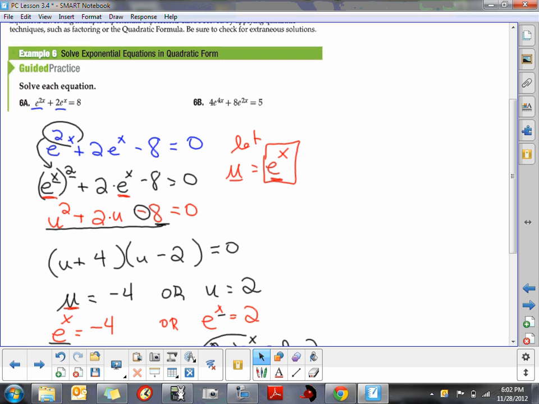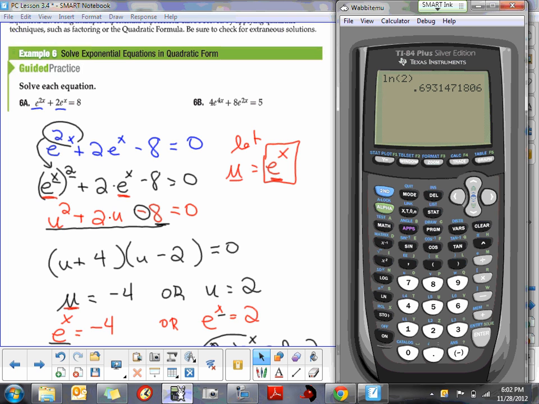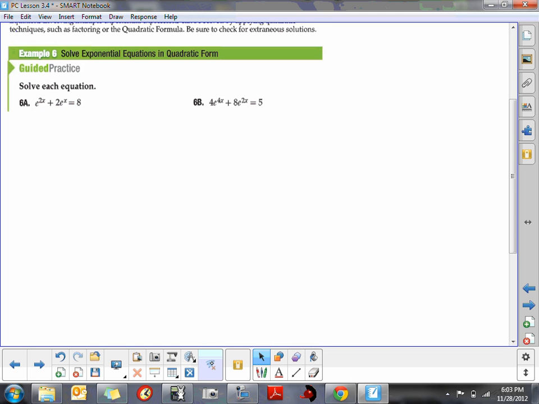You can go back and check it in the entire equation, and that means we're going to take e to the x, and we're going to take 2 times, and I can put in our answer, since I still have it in there, times the answer, plus 2 times e raised to the answer. And if I hit enter, it should equal 8. Bingo. Okay, so that's the first go around with a quadratic form.